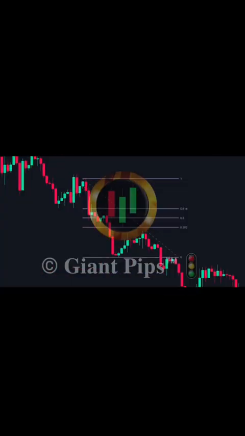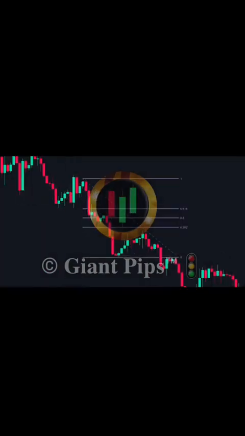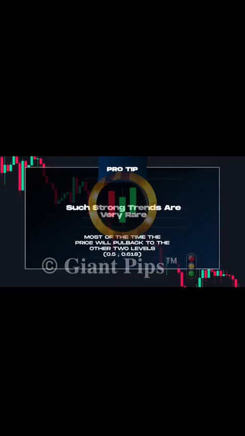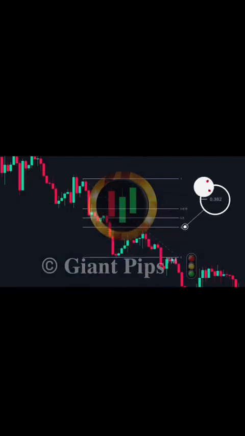Let's now explore the meaning behind each of these levels. Deep versus shallow pullbacks. Whenever the price pulls back to the 38.2 retracement level, it shows that the trend is strong. Every pullback is thought of as an opportunity. There is a level of excitement among traders to enter and capture a piece of the trend. Such strong trends are very rare, and most of the time, the price will pull back to the other 2 levels. So avoiding the 38.2 level is a good idea.